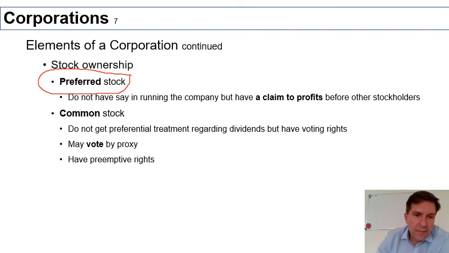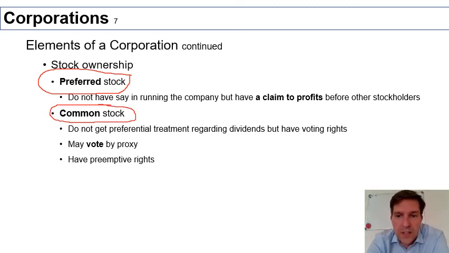On the other hand, common stock is stock that doesn't have first dibs at profits, but has a chance to vote and elect people to the board of directors. Okay, they can vote by proxy. What is by proxy? Well, they elect people on the board of directors, and then the people of the board of directors are the ones that make the decisions. Okay, but the way they get compensated is through the voting instead of through the dividends.